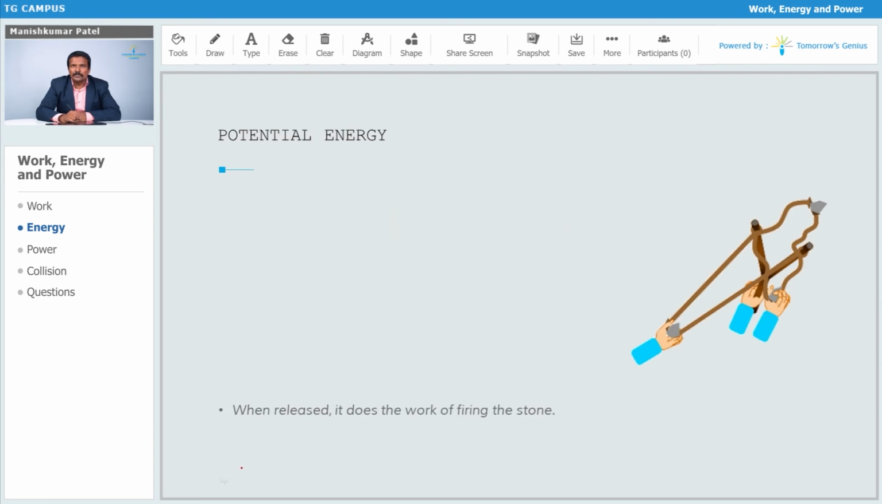Again the same thing. When released, it does the work of firing the stone. With the help of this, we keep the stone over here, and we have to pull the strings. So it now has potential energy. When you release, that potential energy is converted into kinetic energy. That energy is stored in the stretched catapult in this particular case.